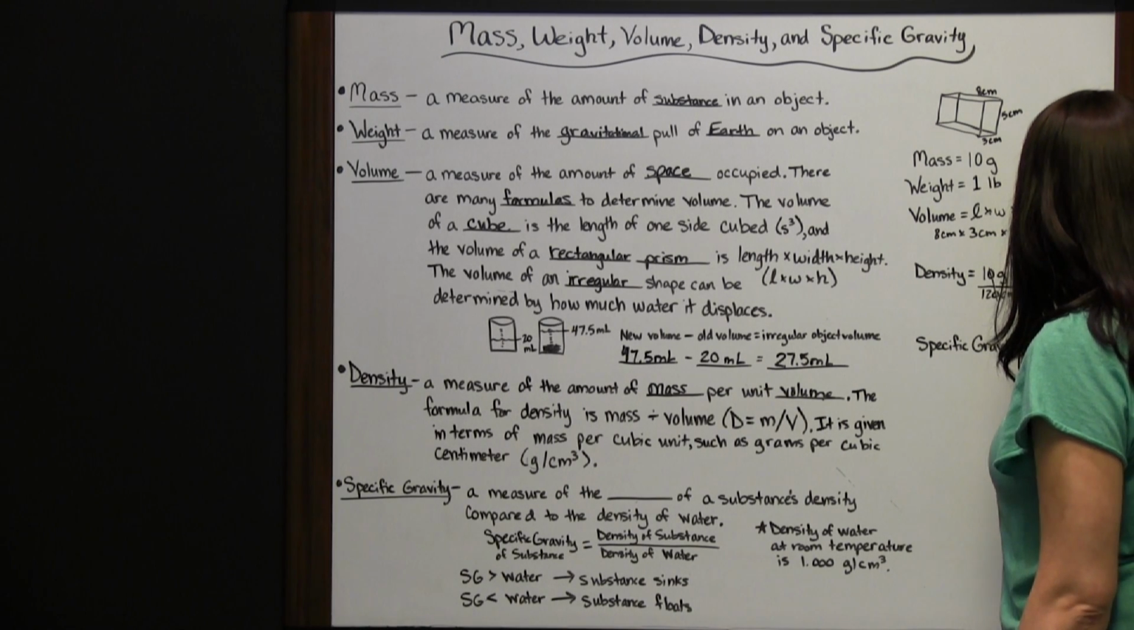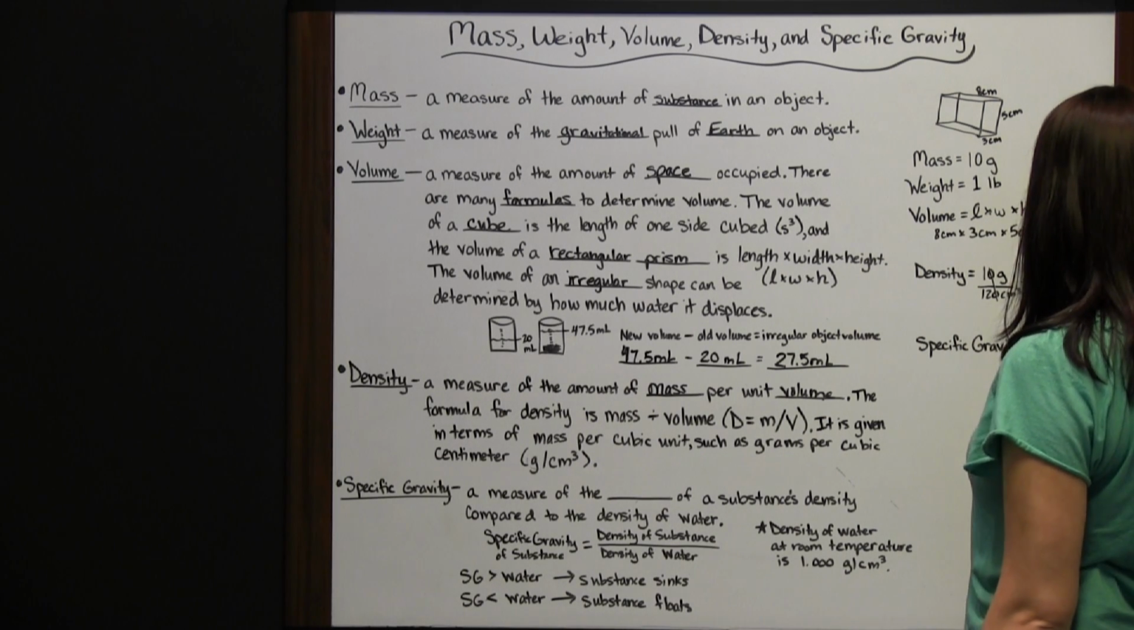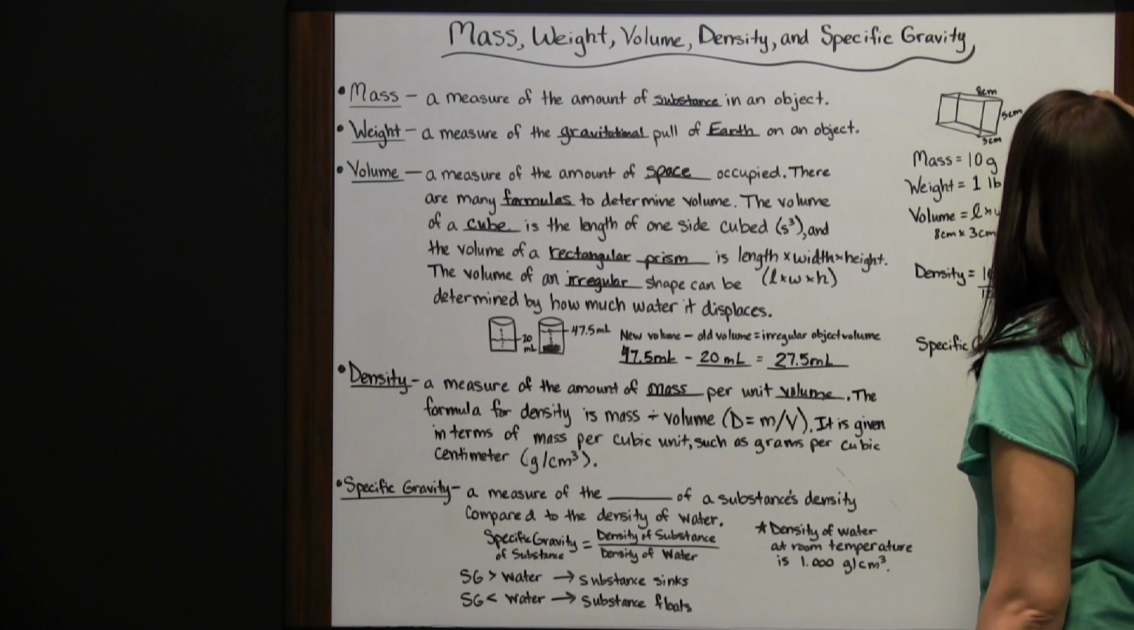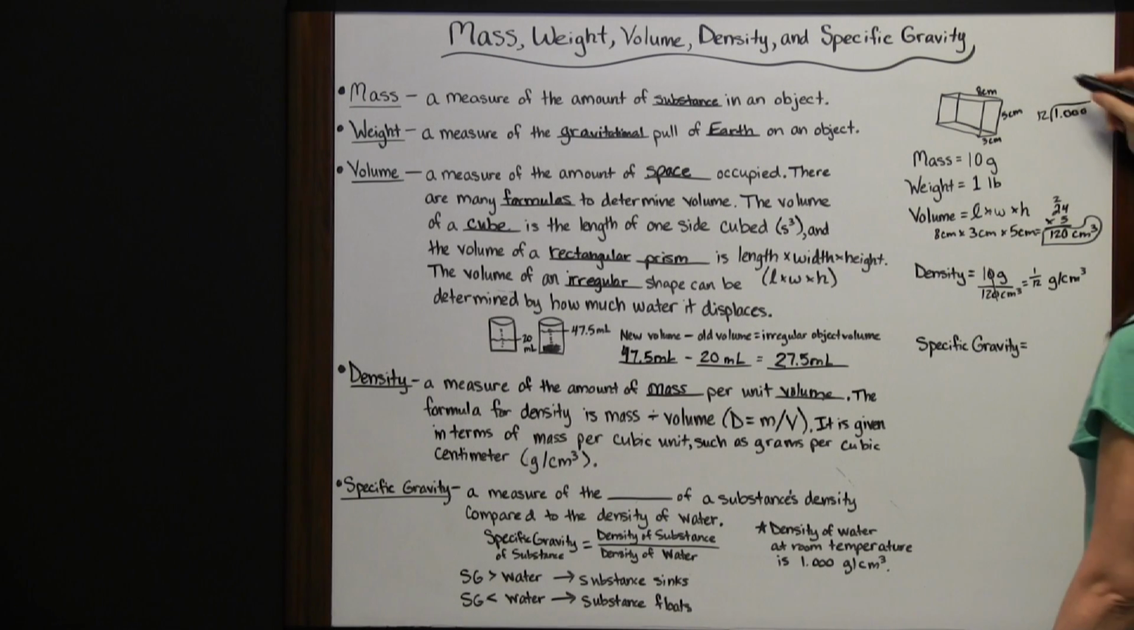gram per cubic centimeter. And we can turn that into a decimal because that's usually how we like to see things. So I'm going to do the division up here.